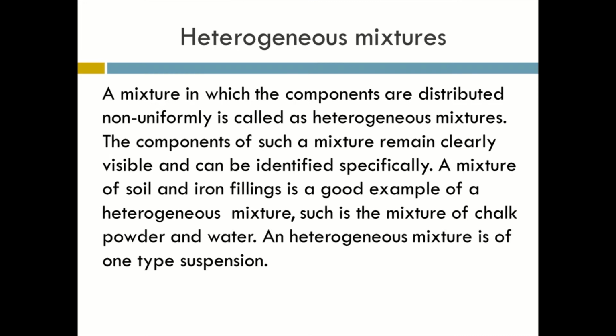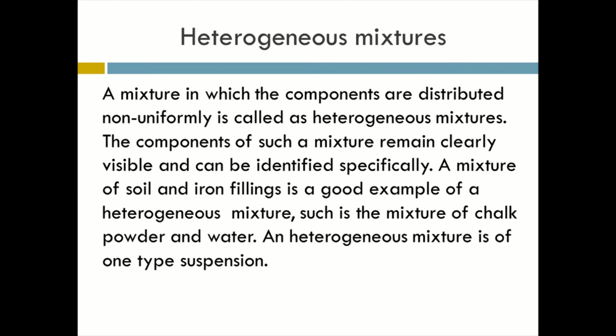Heterogeneous mixtures. A mixture in which the components are distributed non-uniformly is called a heterogeneous mixture. The components of such a mixture remain clearly visible and can be identified specifically. A mixture of soil and iron filings is a good example of a heterogeneous mixture. So is the mixture of chalk powder and water.